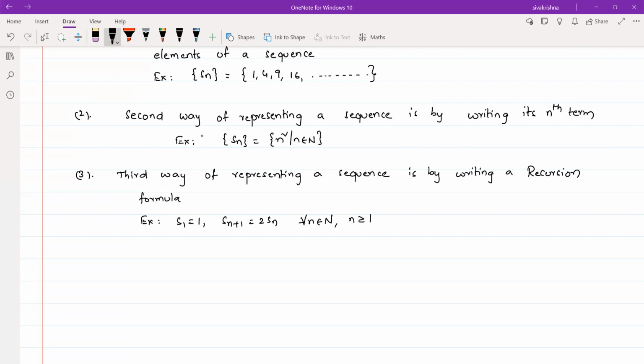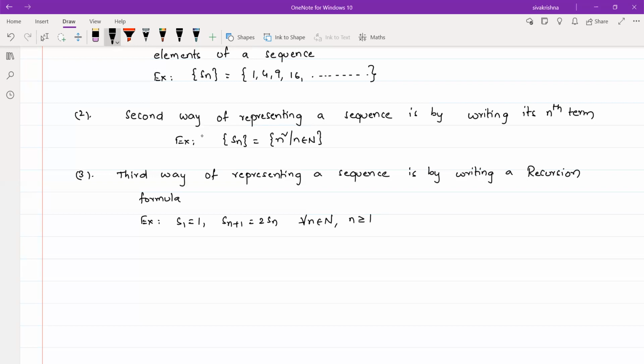Since S1 was given, if you want to write S2, we have to substitute n is equal to 1 in Sn plus 1. So we get S2 is equal to 2 into S1. Here S1 is 1, so we substitute the value of S1 in S2. And if you want to find S3, we get S3 is equal to 2 into S2. Once again, we substitute the value of S2 in S3 to get the value of S3.